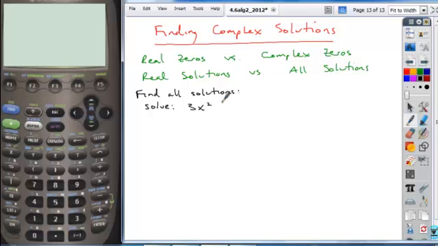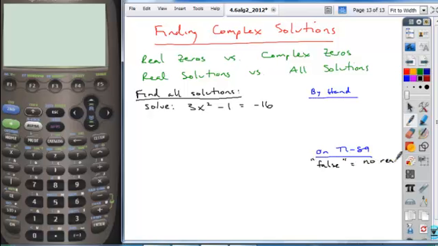And you're given the equation 3x squared minus 1 is equal to negative 16. Okay, so I want you to see if you can find this on your own here real quick. All right, so if you tried with your TI-89, what happened? It says what? False, right? Okay, so if you think about that, false on the TI-89 means there are no real solutions. However, it doesn't say there aren't complex solutions.